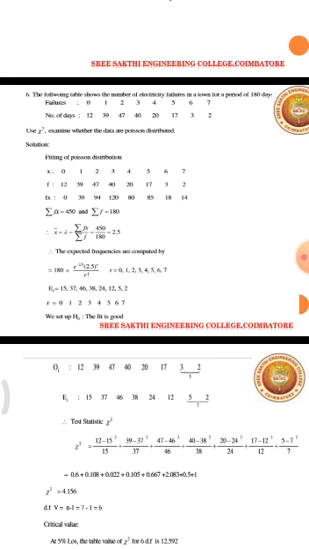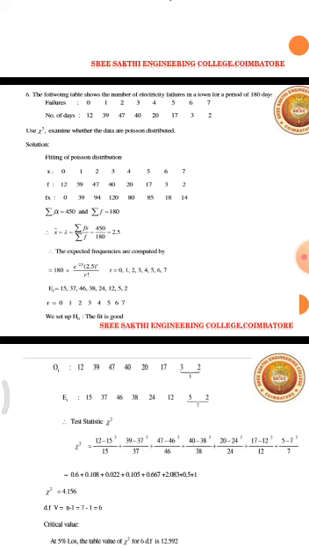Then expected frequencies are computed by 180, the total number of days, into e power minus 2.5, into 2.5 whole power r, divided by r factorial, where r is the failure rate. If you replace r by 0 up to 7, finally you will get the values 15, 37, 46, 38, 24, 12, 5, 2.